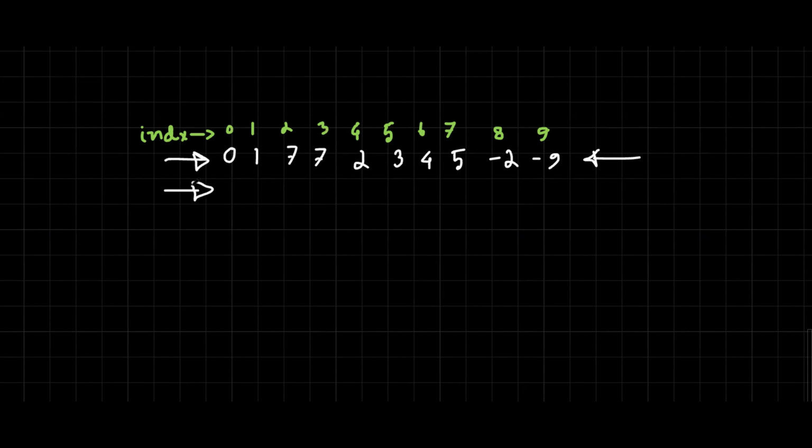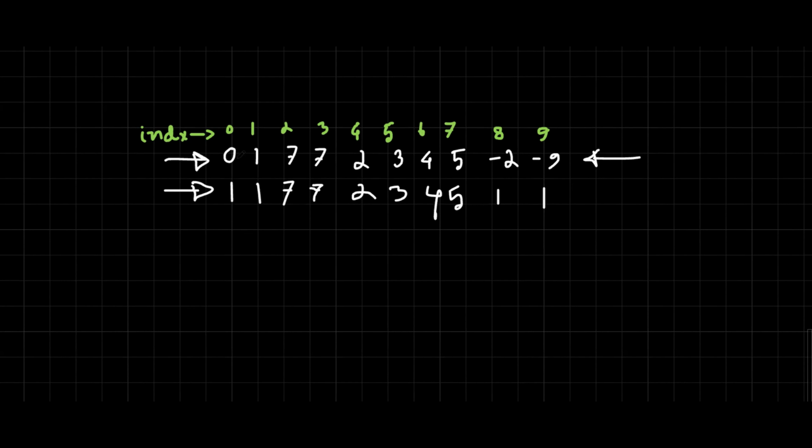Now, in the first operation, we have to replace all of the negative integers and all of the 0 and all of the integers which is greater than the array size with 1. So now we have to replace 0 with 1. The 1 will remain same. Then the 7, 7, 2, 3, 4, 5, and there is minus 2. So it is negative. So we have to replace it with 1. There is minus 9, which is also negative. We have to replace it with 1.